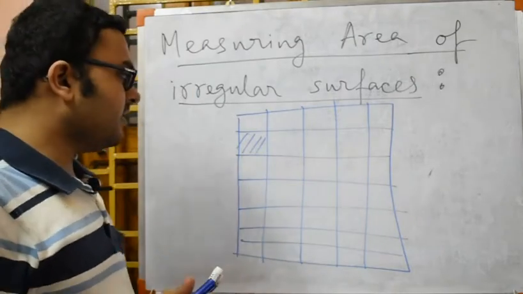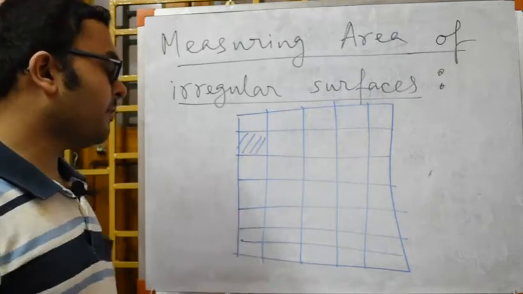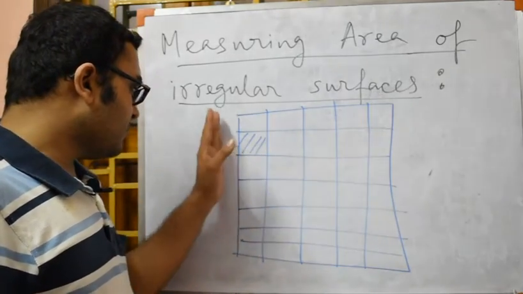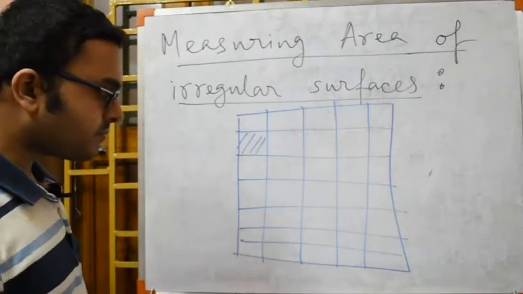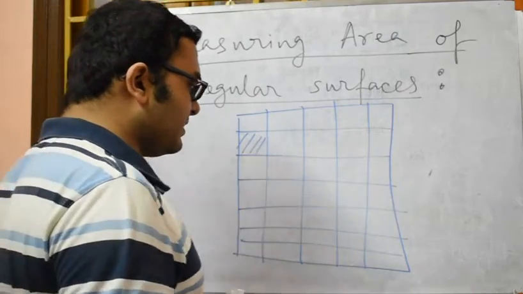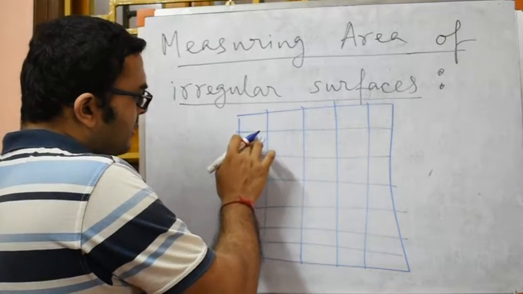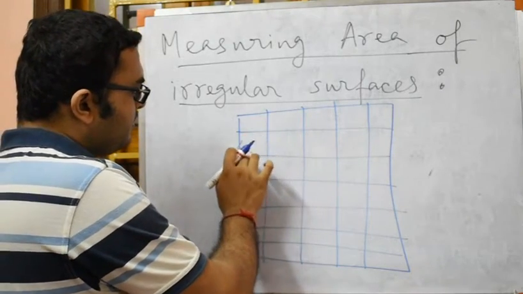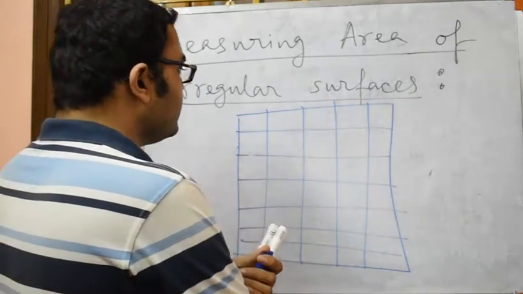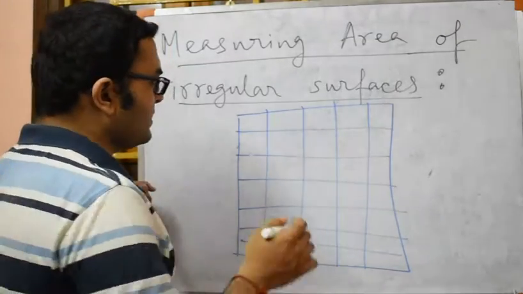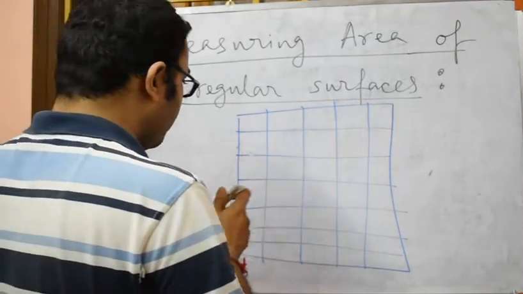So for measuring the area of an irregular surface, you need the graph paper. Now this graph paper can have its length and breadth in terms of either centimeter, millimeter or inch. If I ask what is the area of each box, please listen carefully, because you will need this information in calculating the area of an irregular surface. Say this is a centimeter graph paper.